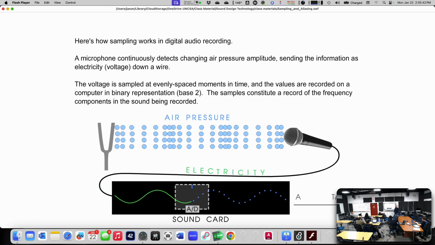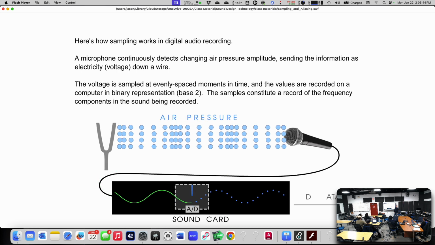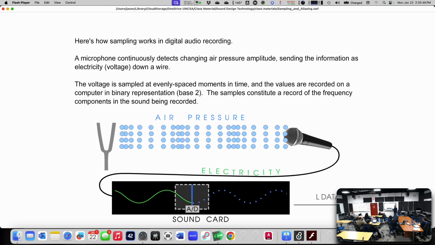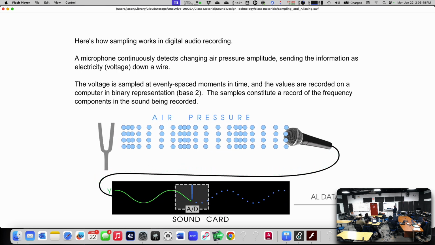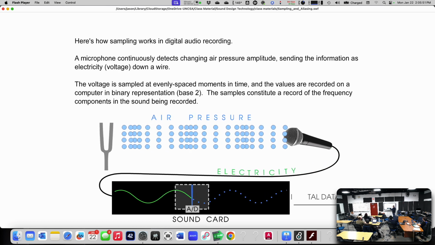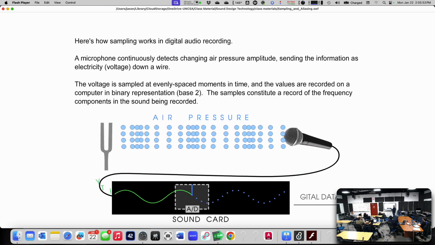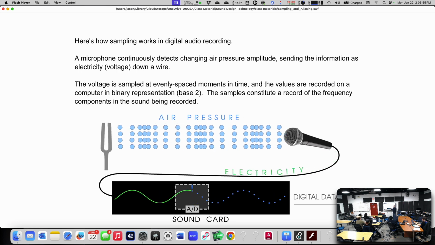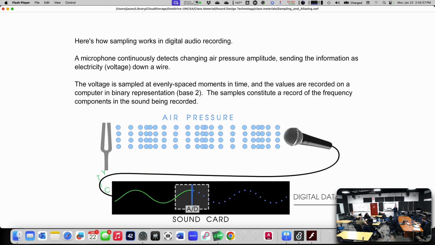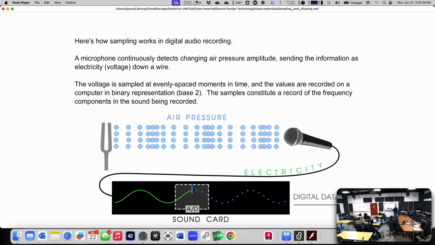Okay? It just doesn't do it. So what you end up doing is you have this little thing called an analog to digital converter. When we say digital, what we mean is binary. When we say digital, we mean we're doing this in binary with a computer.